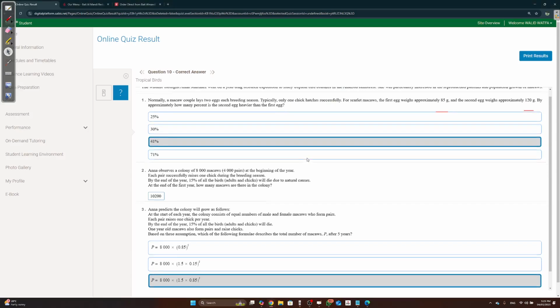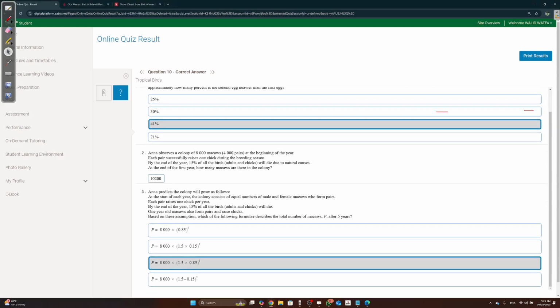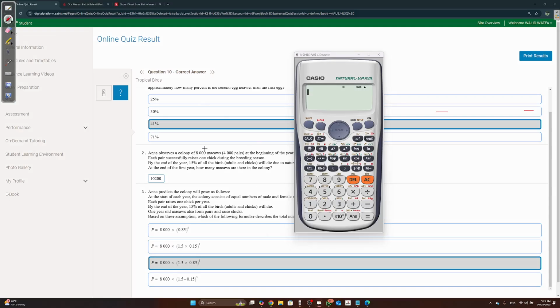Anna observes a colony of 8,000 macaws, which is 4,000 pairs. By the end of the year, 15% will die due to natural causes. At the end of the first year, how many macaws are there? Each pair raises one chick. So you have 4,000 pairs, meaning you have 8,000 macaws.